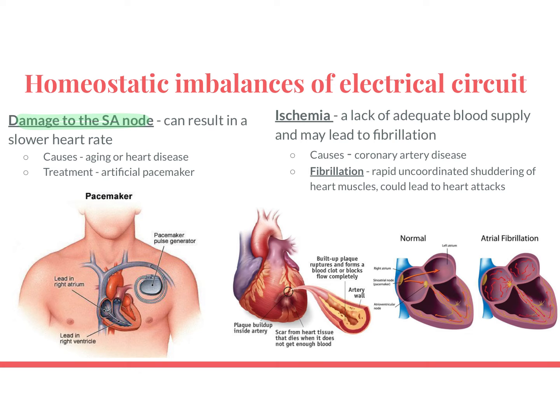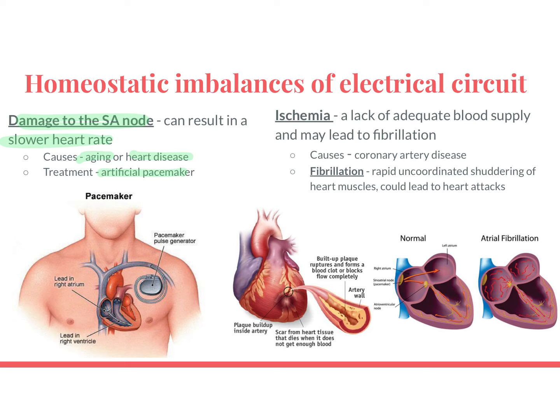Damage to the SA node can result in a slower heartbeat. So if they get an EKG and the heartbeat is really, really abnormally slow, it could be something wrong with the SA node. And this can actually happen because of just aging, a person getting older, or heart disease. And if this happens, this is what an artificial pacemaker would be used for, because remember, the SA node starts the whole intrinsic conduction pathway. So if that one doesn't actually send its signal, then we need to put an artificial pacemaker in to keep the regular beat of the heart.